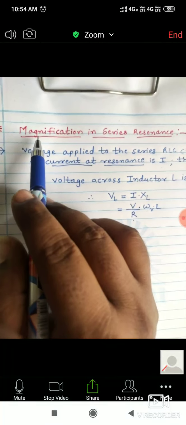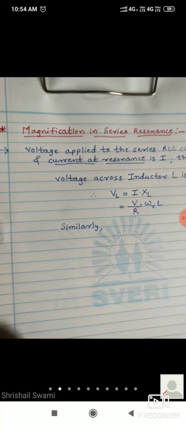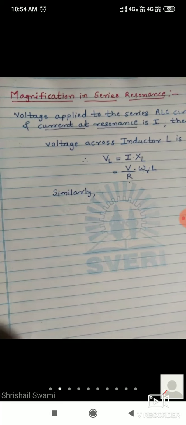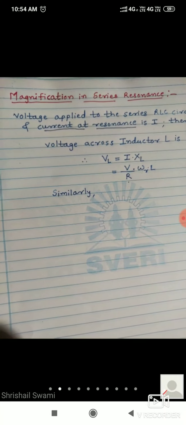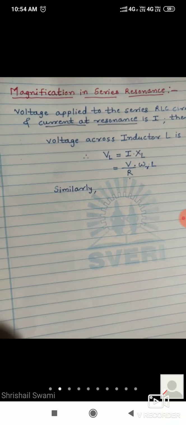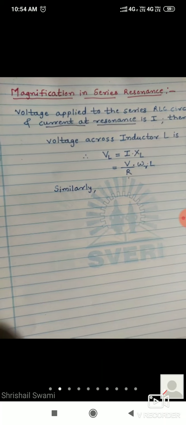Good morning, everyone. Once again, we will start with the revision of the last class. In the last lecture, we discussed the bandwidth and quality factor of a series RLC circuit. We derived the equation showing the relation between bandwidth, quality factor and resonant frequency.